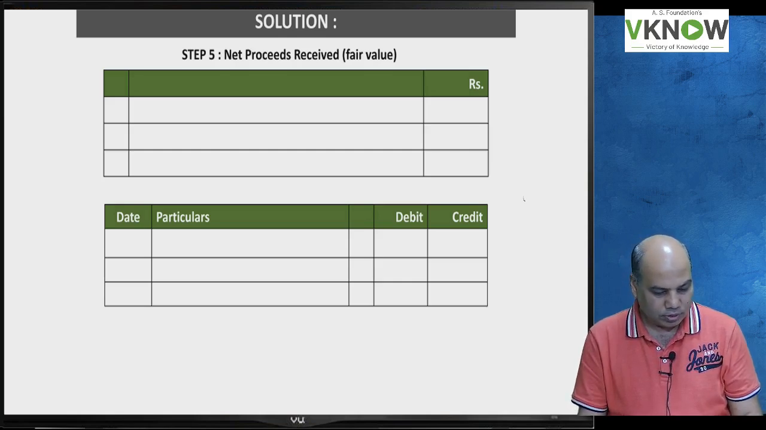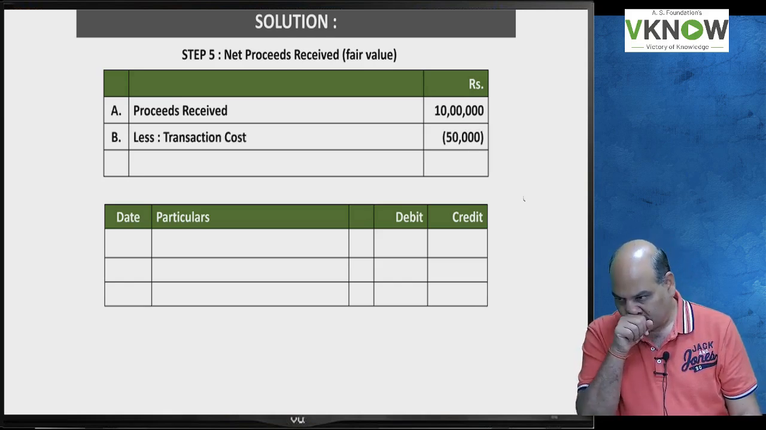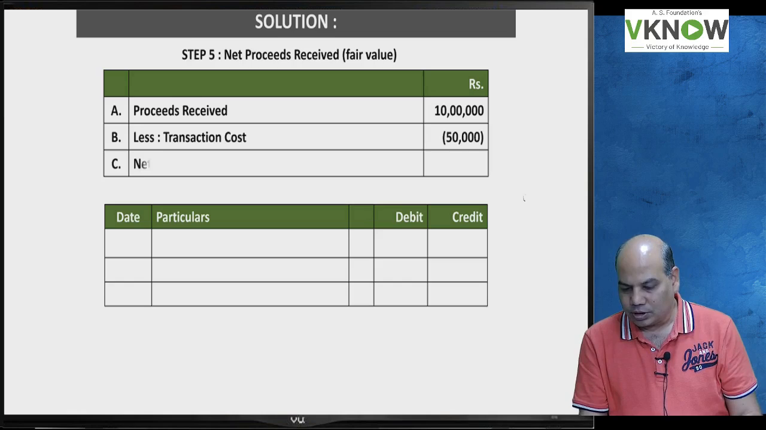Start. First we'll write fair value. Fair value means net proceed received. Proceed received 10 lakh minus transaction cost 50,000, and then the net proceed is 9 lakh 50 thousand.